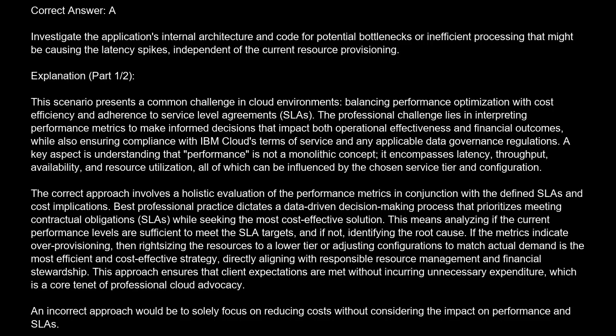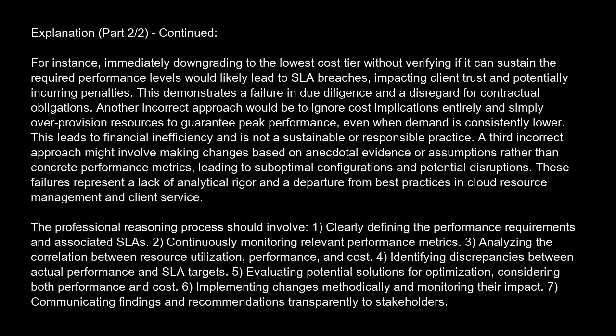advocacy. An incorrect approach would be to solely focus on reducing costs without considering the impact on performance and SLAs. For instance, immediately downgrading to the lowest cost tier without verifying if it can sustain the required performance levels would likely lead to SLA breaches, impacting client trust and potentially incurring penalties. This demonstrates a failure in due diligence and a disregard for contractual obligations. Another incorrect approach would be to ignore cost implications entirely and simply over-provision resources to guarantee peak performance, even when demand is consistently lower.